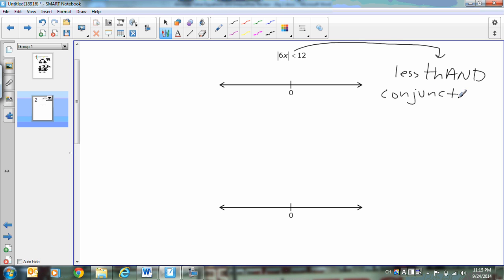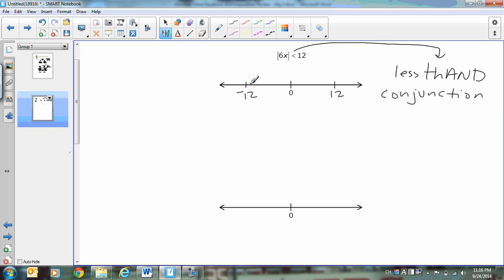Okay, we'll talk more about a conjunction in just a minute. All right, so this first number line again is kind of our thinking number line. Okay, let's think about all the places on the number line that would be fewer than 12 units away from 0. All right, so we're going to need to put negative 12 on our number line and positive 12 on our number line. And what numbers are fewer than 12 units away from 0?